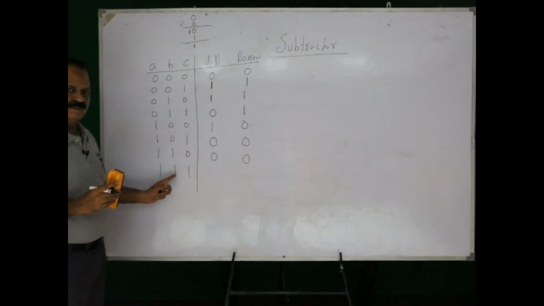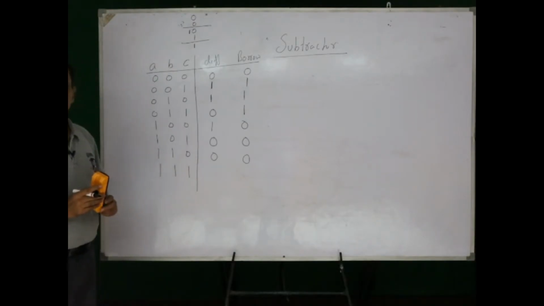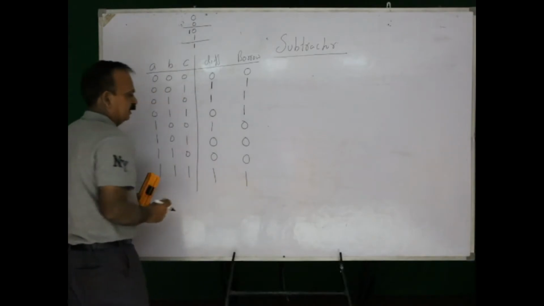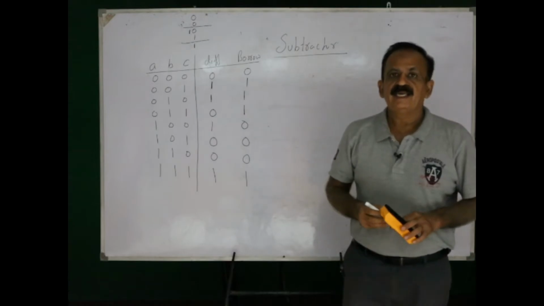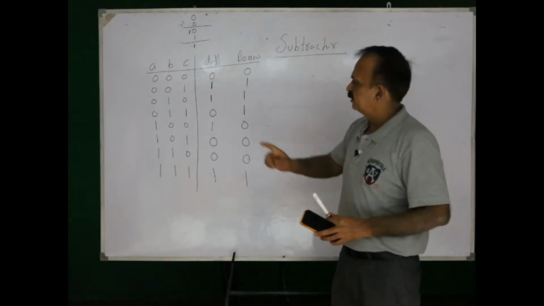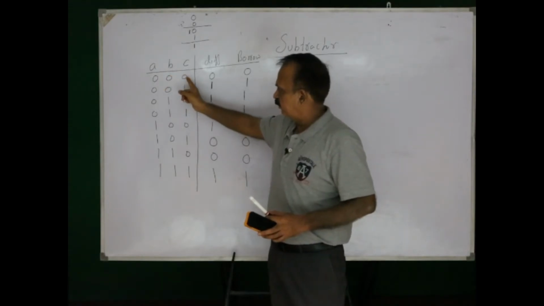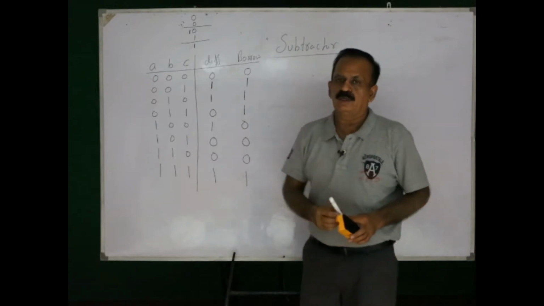1 minus 1, I hope it is 0, and 0 minus 1, I think this is borrow 1 and difference is 1. So, 1 and 1. This truth table is for the values A minus B minus C. A minus B is 0, then difference minus 0 is 0. So, 0 and 0 and so on.